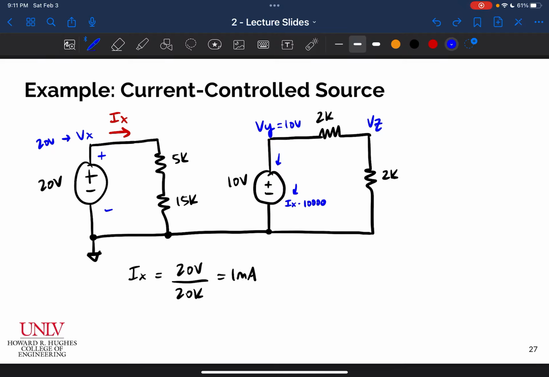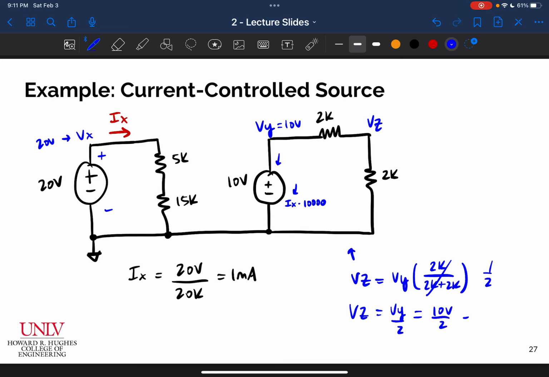And so lastly, we should recognize that this is a voltage divider configuration. So we can easily find Vz by Vy multiplied by 2K over 2K plus 2K. Okay, this whole thing becomes 1/2. And I can say that Vz is equal to Vy over 2, which is equal to 10 volts divided by 2, or 5 volts. Okay, so we determine Vz to be 5 volts, and we are done with this problem. And we're done with this module.